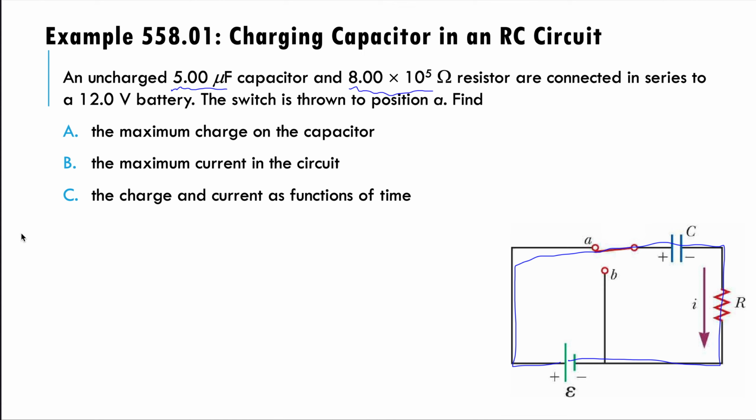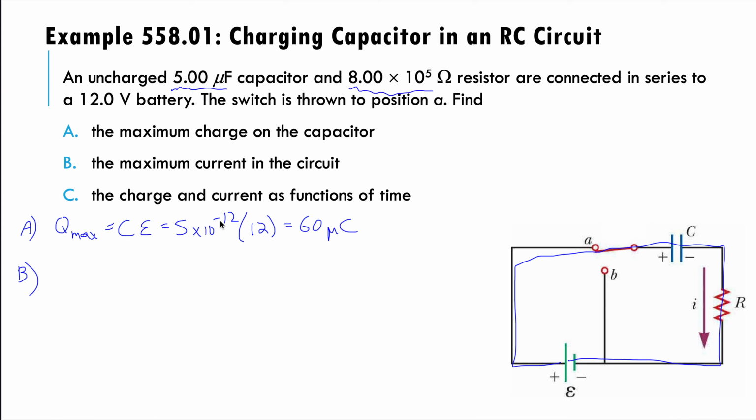First, we want to find the maximum charge on the capacitor. Well, we learned in the notes that the maximum charge is given by the capacitance times the EMF. So we just have to multiply 5 times 10 to the negative 6 farads times 12 volts, and that's going to give us 60 microcoulombs.